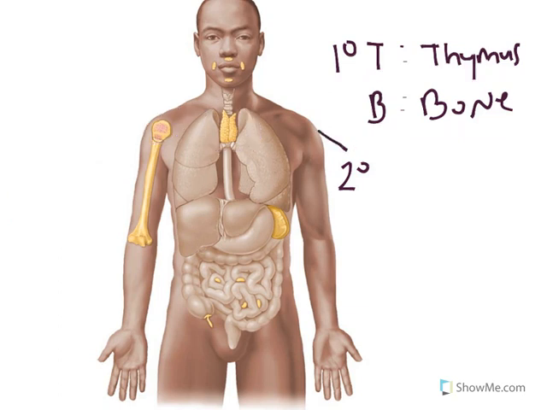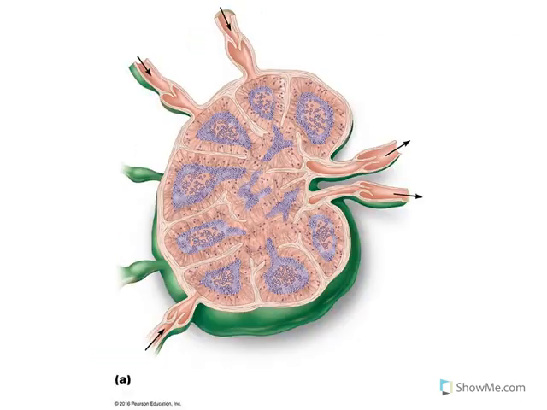Secondary organs include the tonsils, the spleen, what are called Peyer's patches, and the appendix. Also lymph nodes, which you don't see in this picture, but they are considered to be secondary lymph organs as well. So we're going to briefly go over the function of each of these organs.